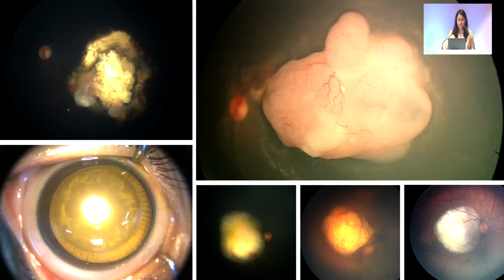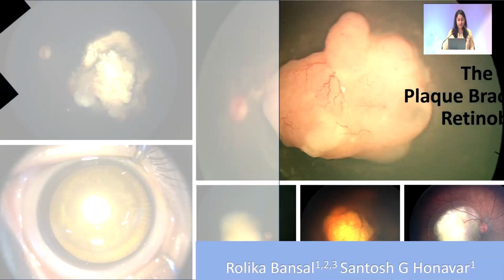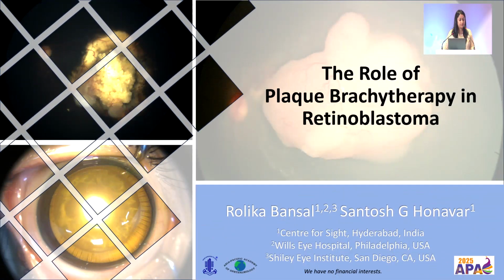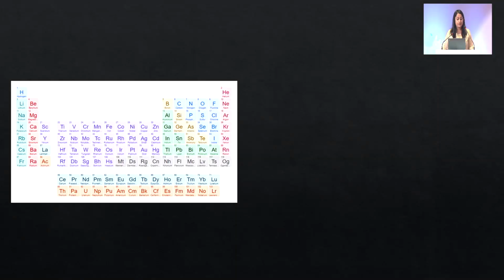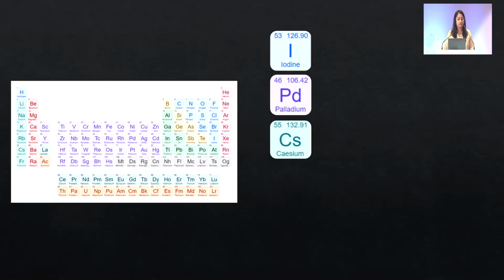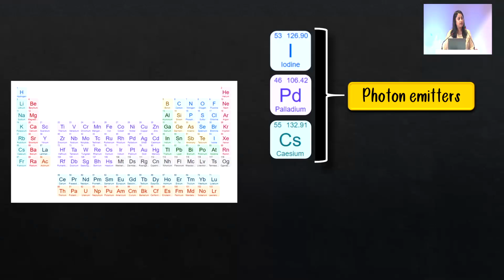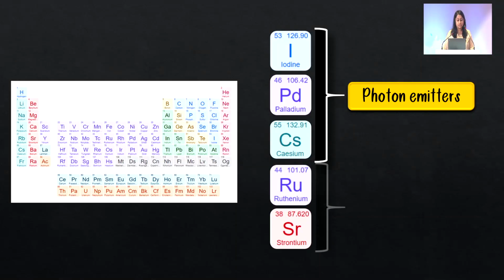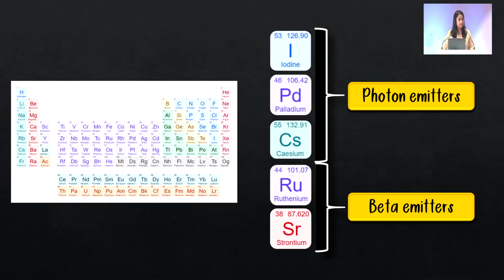So I'll be talking on the role of plaque brachytherapy in retinoblastoma. When we talk about plaque brachytherapy, we have the major radionuclides that are iodine, palladium, and cesium, which are photon emitters, and we have ruthenium and strontium, which are beta emitters. So these are the radionuclides that we deal with. More often, we deal with iodine and ruthenium out of these for treating ocular tumors.